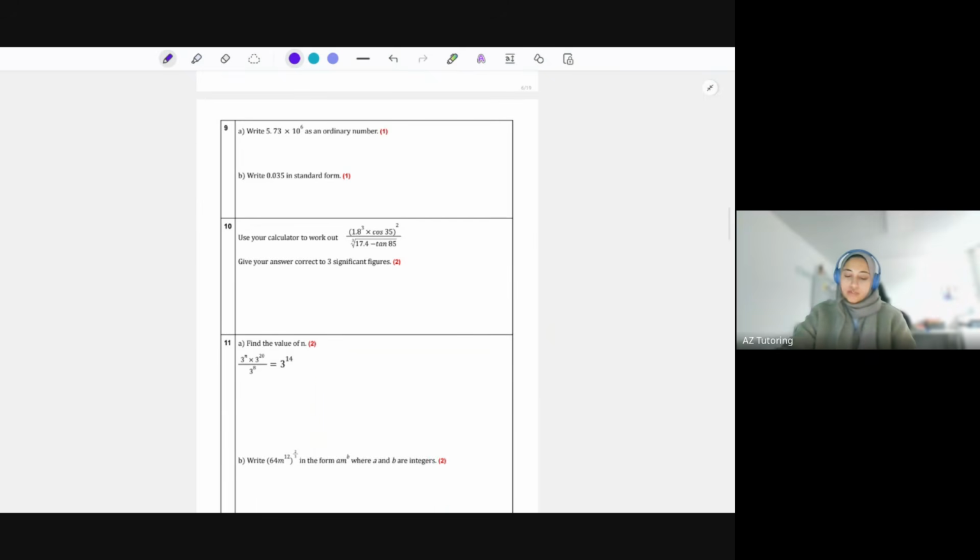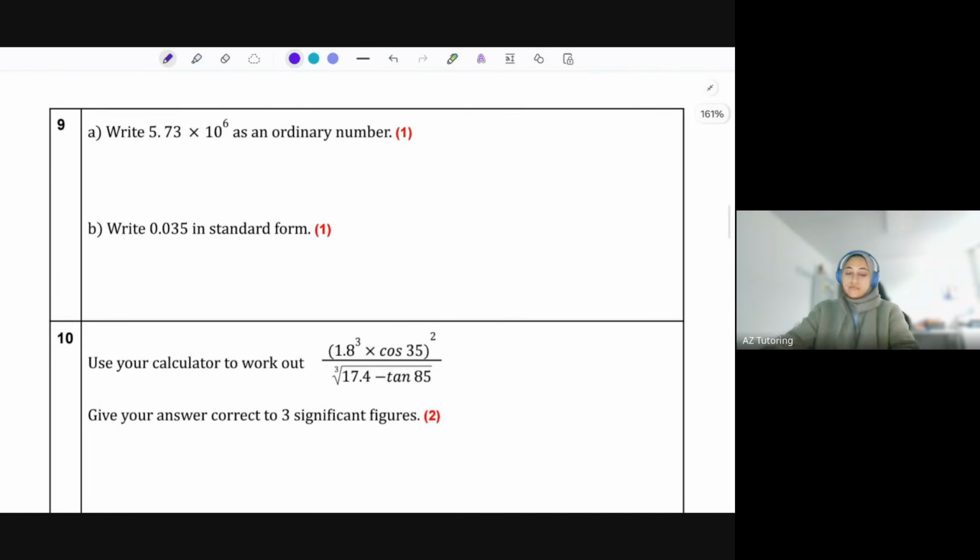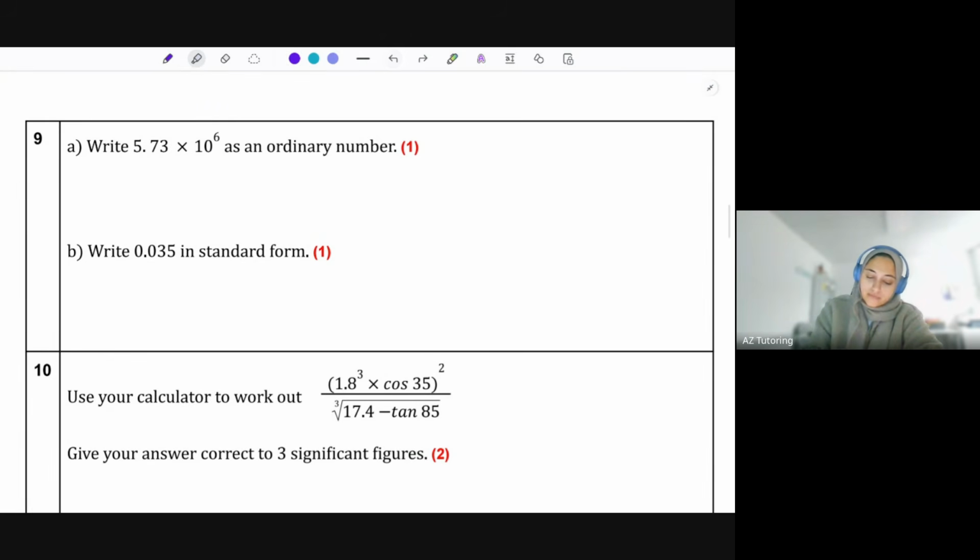Moving on, let's do question 9. Okay, so we've got a standard form question here. It says write 5.73 times 10 to the 6 as an ordinary number. So you just need to move the decimal point. It's times 10 to the 6, so it's going to be a big number because this coefficient is positive. So what I would do is write 5.73, add a few zeros on for now, and you're going to move this decimal point 6 times. 1, 2, 3, 4, 5, 6. So it's going to end up there. We do not need any of these ones here.